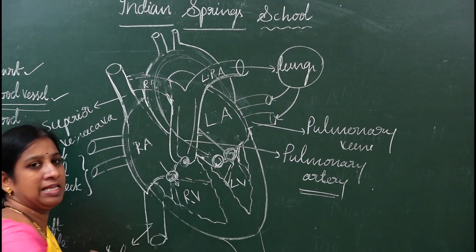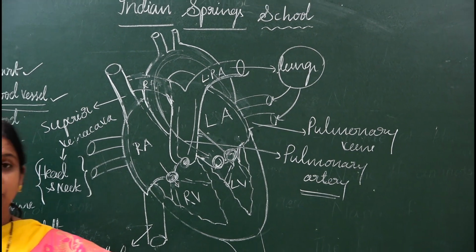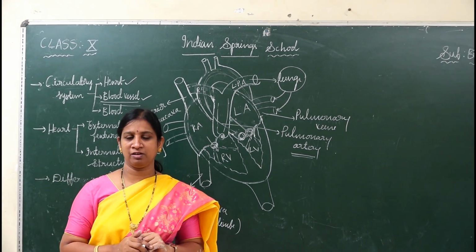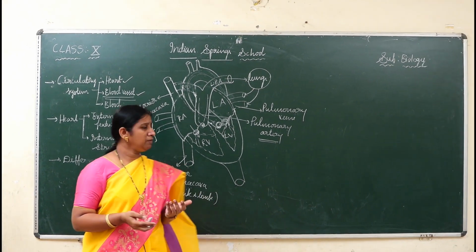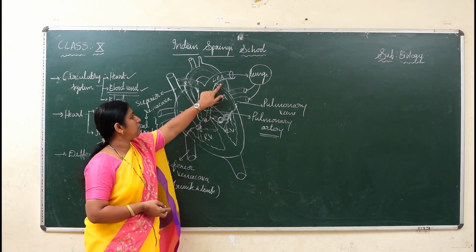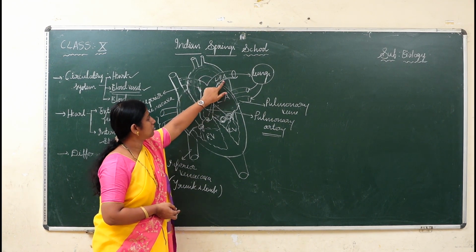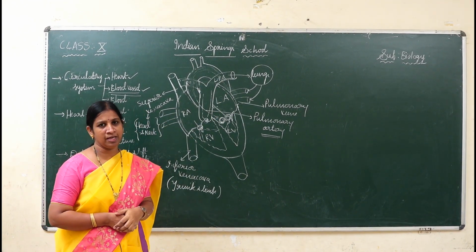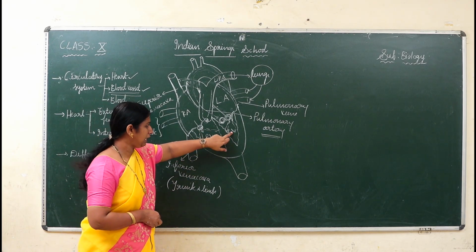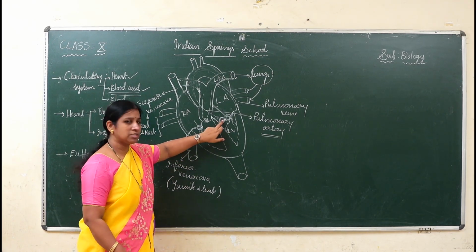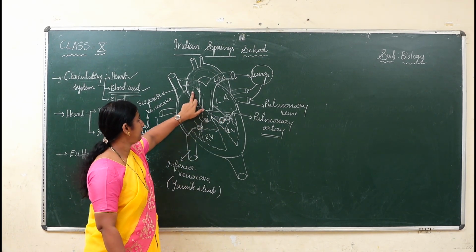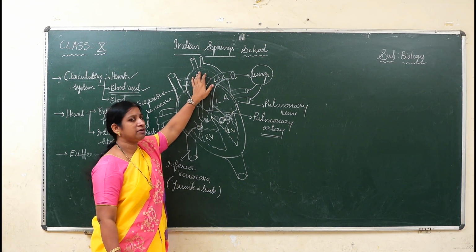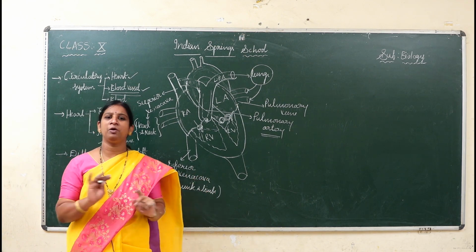This blood vessel we call the systemic artery. In primary classes you learnt it as the aorta. Okay, aorta. Another name is systemic artery. This is the largest blood vessel present in the human body. So now from the left ventricle, this oxygenated blood will enter into the systemic artery. From the systemic artery, it is supplied to all parts of the body.